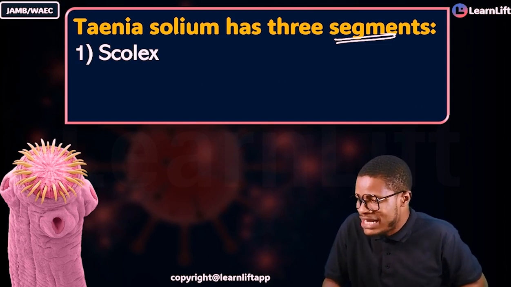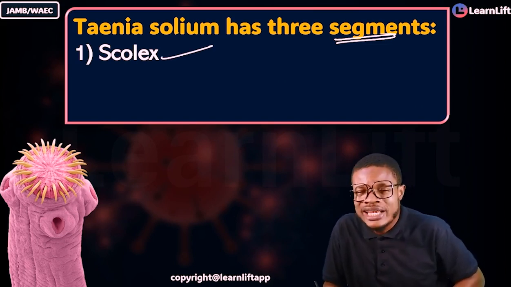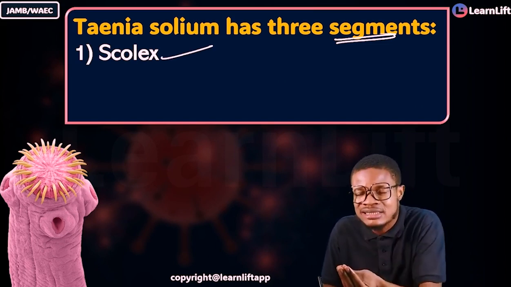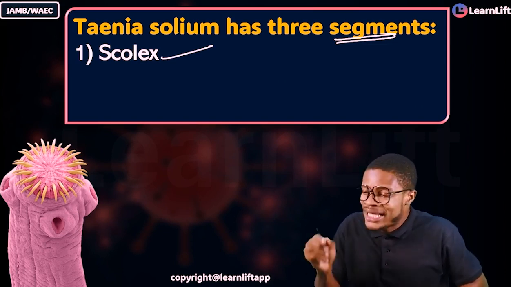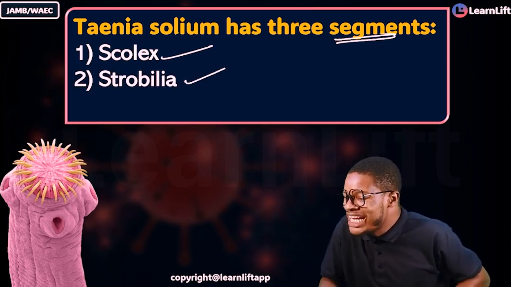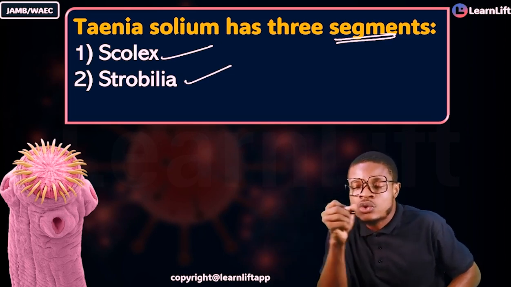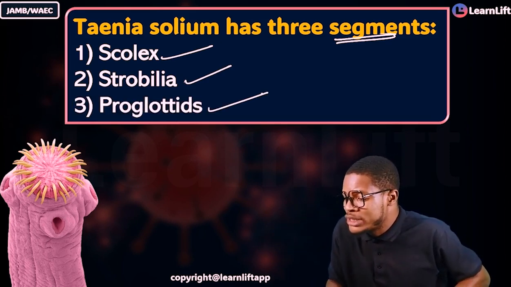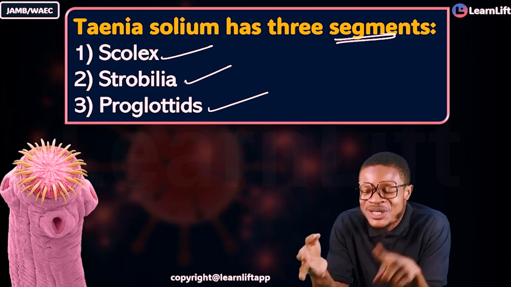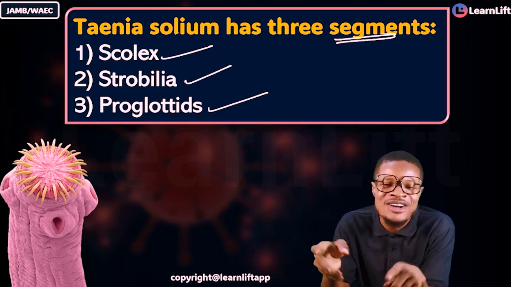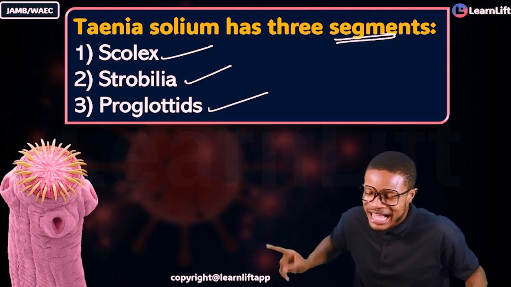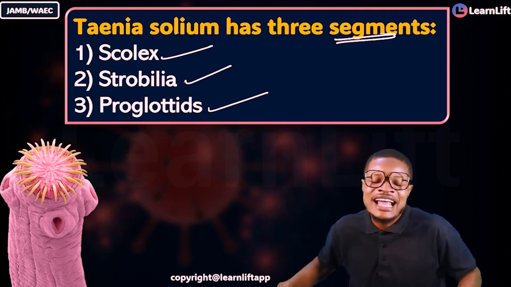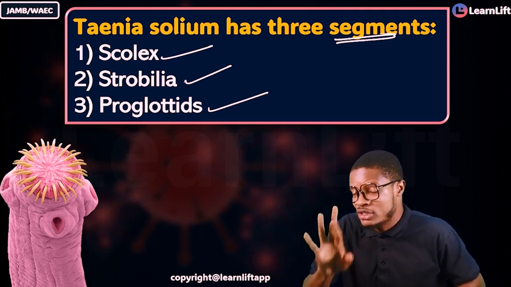What are the 3 of them? Number 1 is called scolex. Pronounce with me. Scolex. Number 2 is called your strobila. And number 3 is called your proglottids. Scolex, strobila, proglottids. Does it make sense?